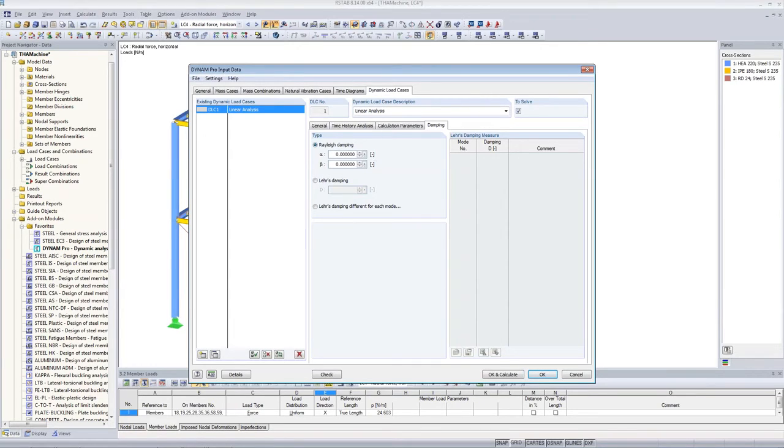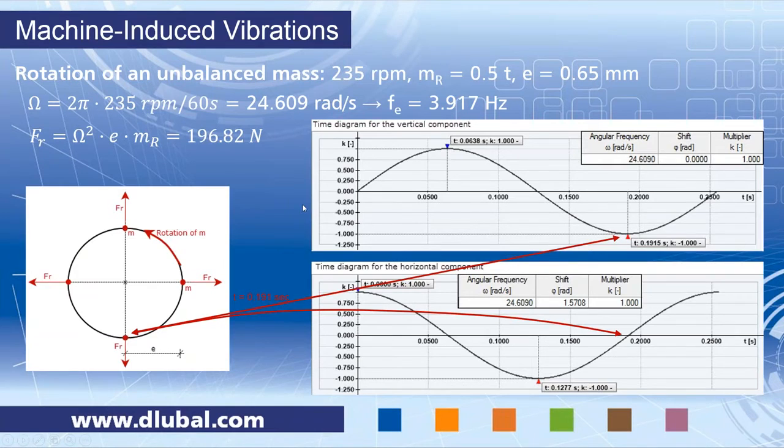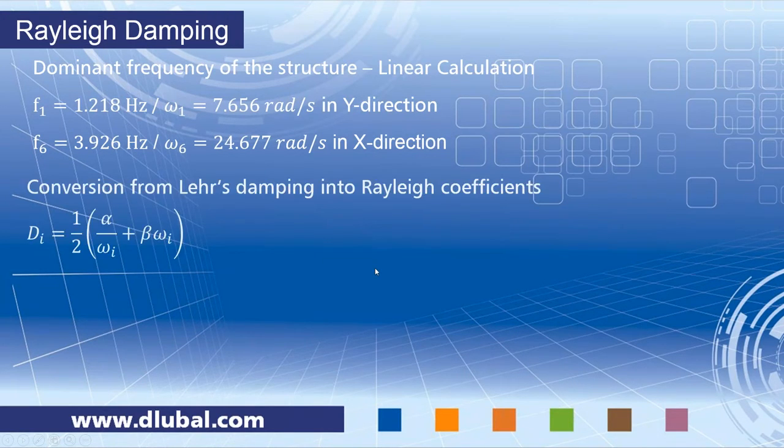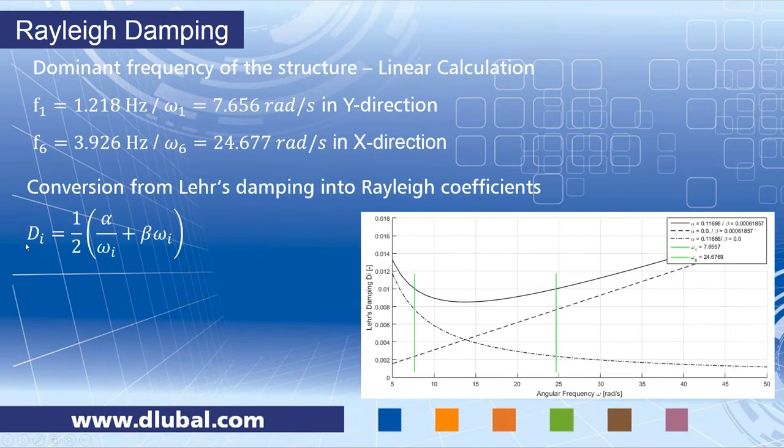So I really have to calculate alpha and beta myself. And this is not very complicated. We are just going to see this and double check this in the slides. So our dominant frequencies, we discussed this already. We have 1.2 Hertz and 3.9 Hertz in the Y and in the X direction. And layers damping and Rayleigh coefficients are connected with this formula.